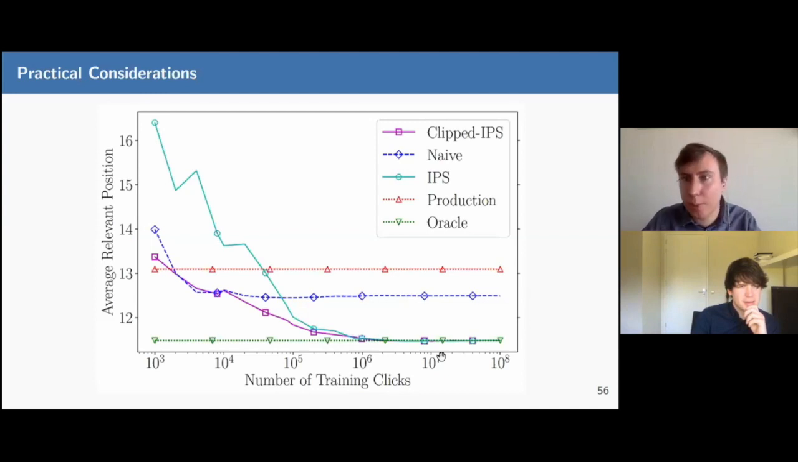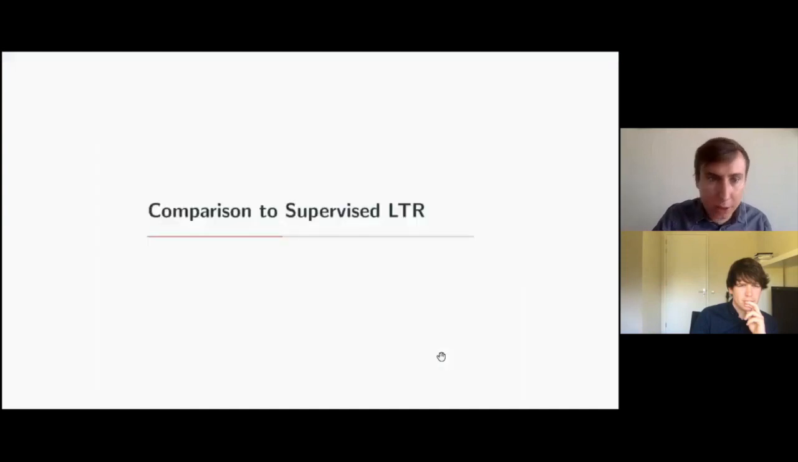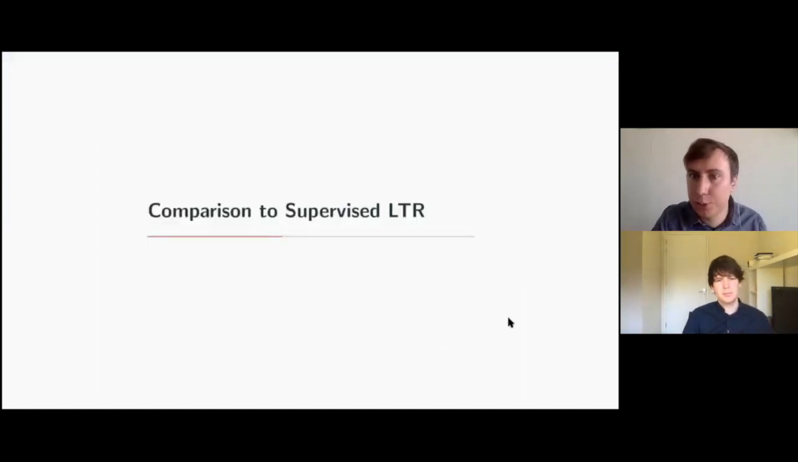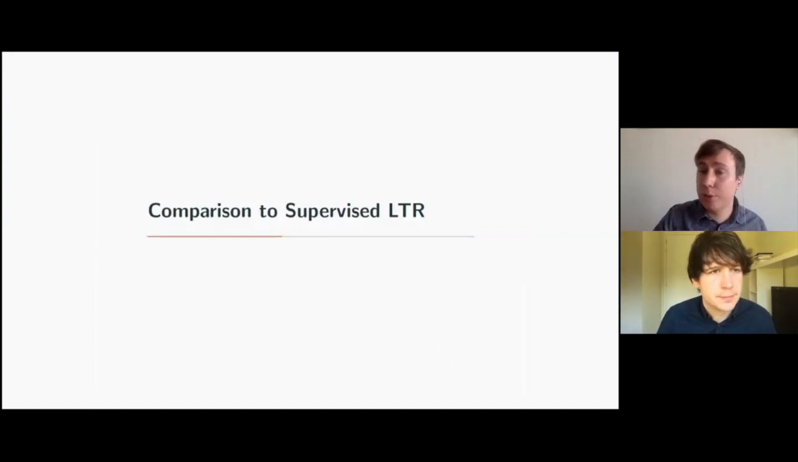So that's probably one of the most important practical considerations: be careful of high variance due to numerous reasons. And the typical solution is to do clipping. It works fairly well in practice. So moving on, Harrie will take over to compare what we've seen now, this counterfactual learning to rank, where we learn from user interactions, to the supervised learning to rank, the more traditional learning to rank. Yep.